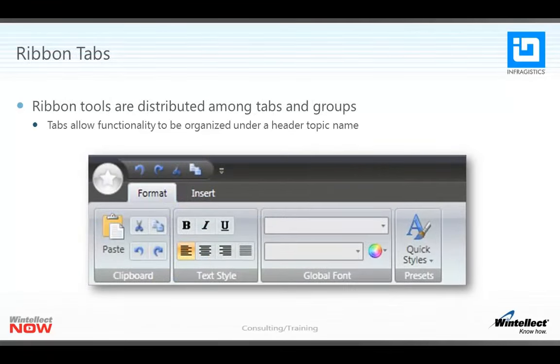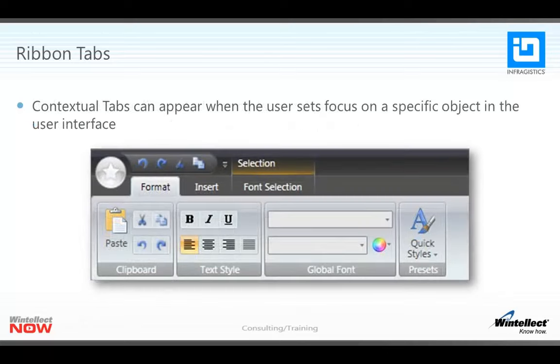Ribbon tools are distributed among tabs and groups. Tabs allow functionality to be organized under a header topic name. In this example, there are 2 tabbed ribbons, Format and Insert. Contextual tabs can appear when the user sets focus on a specific object in the user interface. Typically, the contextual ribbon will contain tools specific to the focused interface object.